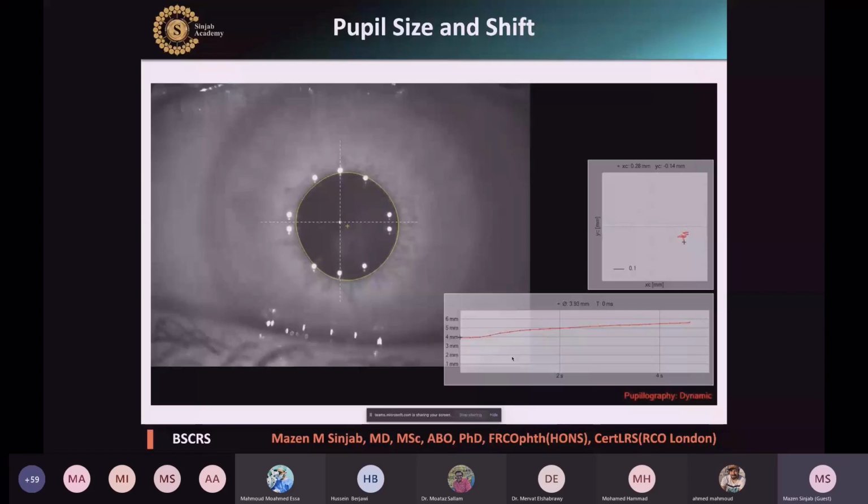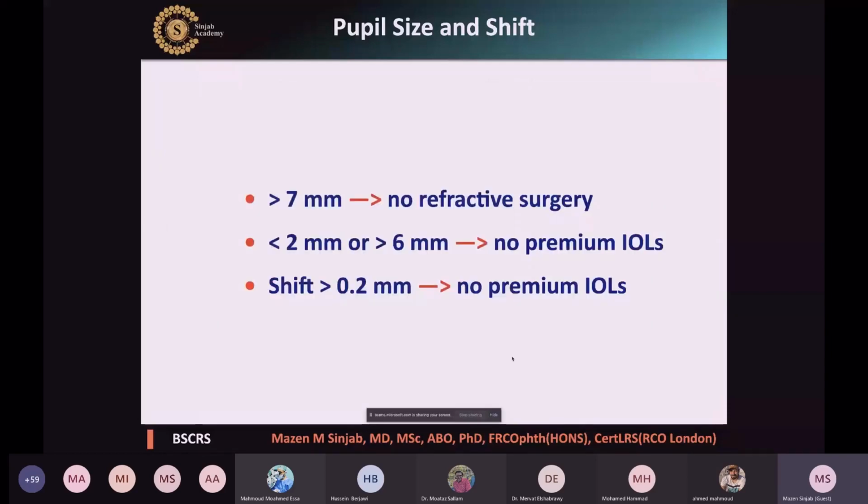Now, if the mesopic pupil is more than 7 millimeters, then we cannot go for any type of refractive surgery. If it is less than 2 millimeters or more than 6 millimeters, then we cannot implant premium IOLs. Why? Less than 2 millimeters, the premium IOLs are ineffective. And if it is more than 6 millimeters, then there will be dysphotopsia. If there is a shift of more than 0.2 millimeters, then there is a risk of dysphotopsia if we are planning for premium IOLs.